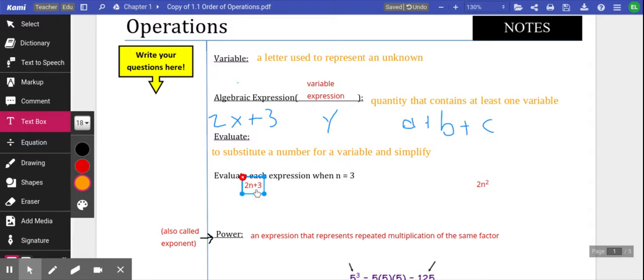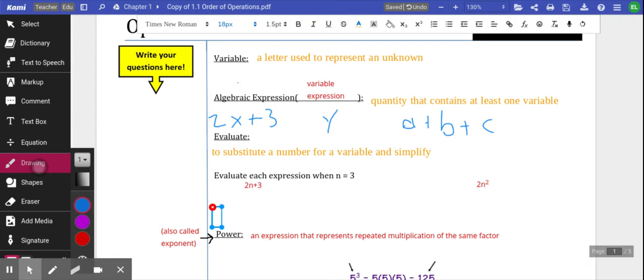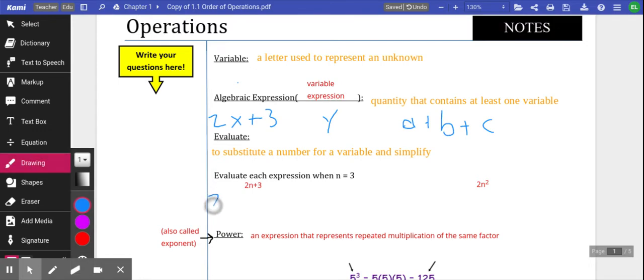So in this case, the expression 2n plus 3, if I'm evaluating the expression when n equals 3, then I would replace n with 3, or substitute, and simplify. So 2 times 3 is 6. 6 plus 3, and the expression is 9. All right. So I was not able to evaluate that algebraic expression until I had a value for the variable.